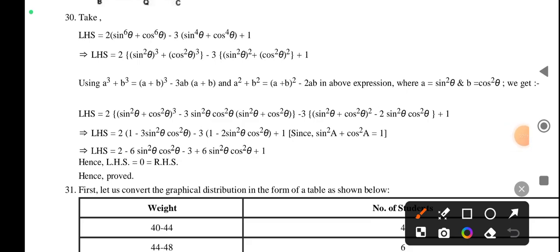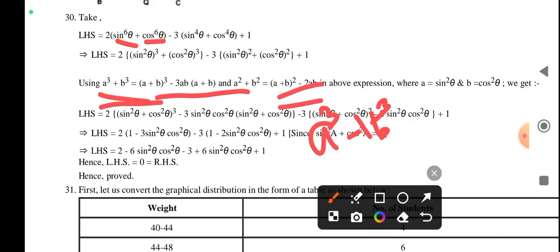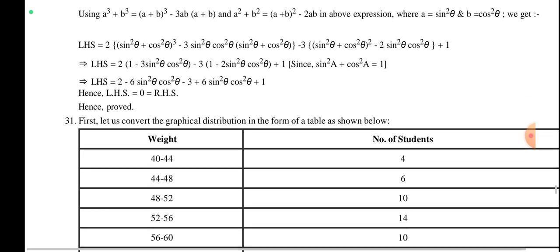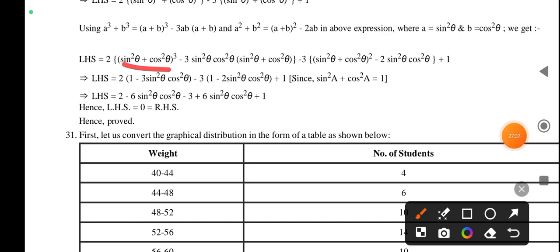Then apply here. Sin power 6 theta, cos power 6 theta. A cube plus B cube. They have given you clearly, A cube plus B cube is A plus B whole cube minus 3AB into A plus B. Then A square plus B square is A plus B whole square minus 2AB. Substitute, pa. So we know sin square theta plus cos square theta is 1, and 3 sin square theta, again sin square theta plus cos square theta is 1, again sin square theta plus cos square theta is 1. Once we substitute like this and get the answer, at last what?